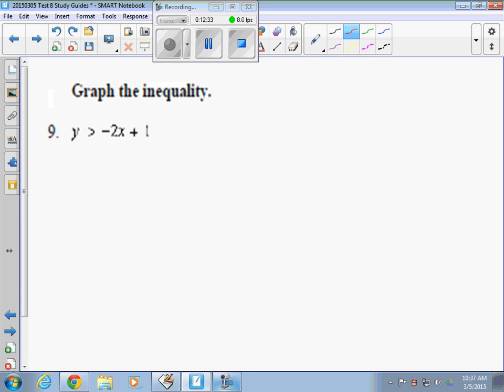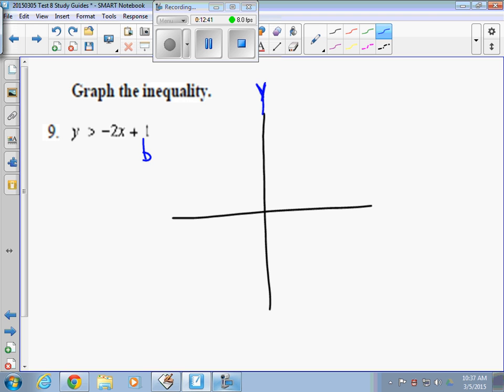Number 9 tells you to graph the inequality. This is mx plus b. So when you graph the inequality, you know b's value is 1. This is your y-axis. Remember, it's the y-axis because it's the one that goes up and down like a capital Y. So at b's value, it begins right there. Your m value, your mx part, your m value is -2. Remember, it's rise over run.